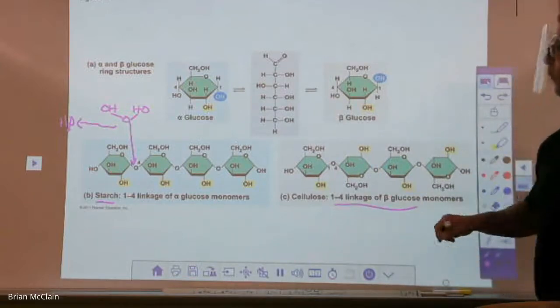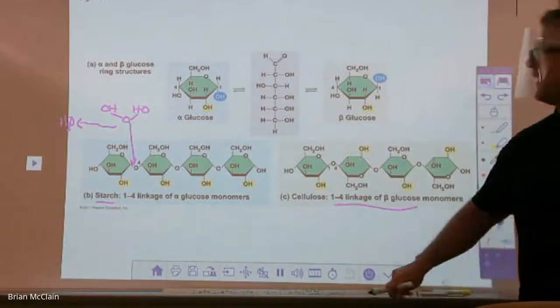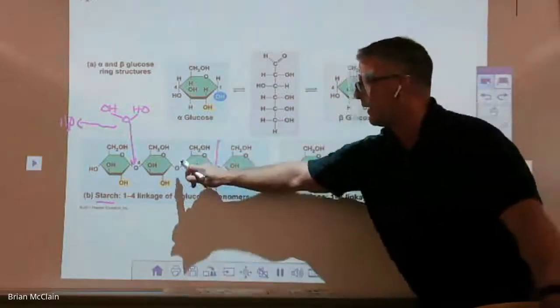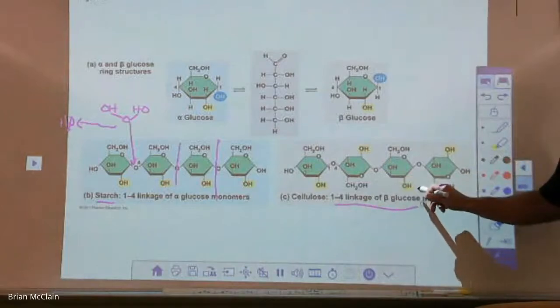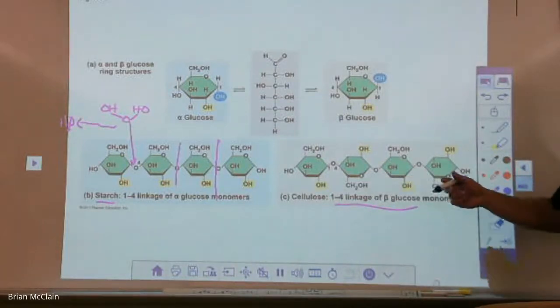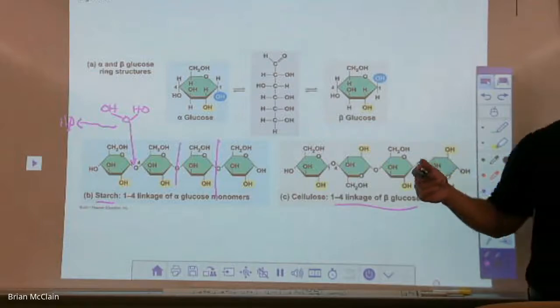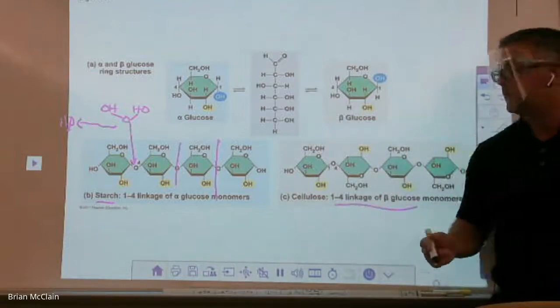And what we find is that we have enzymes that allow us to break this down, but we don't have enzymes that break that down. So you can eat a wood product and you're not going to get any kind of nutrition out of it because you're not going to be able to digest that.